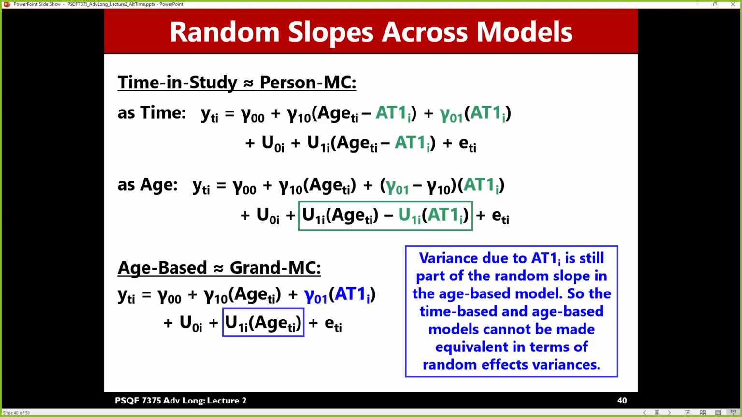If you add a random slope, in the time model, the random slope is being applied only to the within part because you're subtracting off the between. In the age-based model, it's being applied to both. Now we're back to smushing again, but it's smushing of a variance component and not a fixed effect. And this is something that has bothered me for years, to be honest.